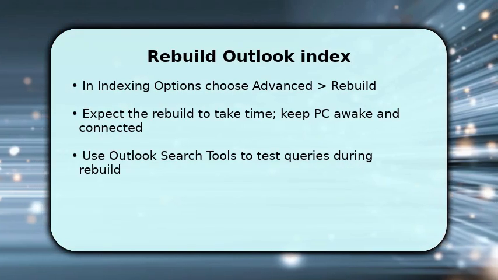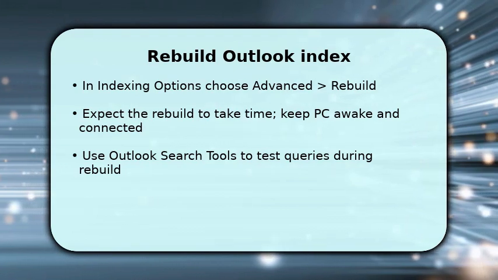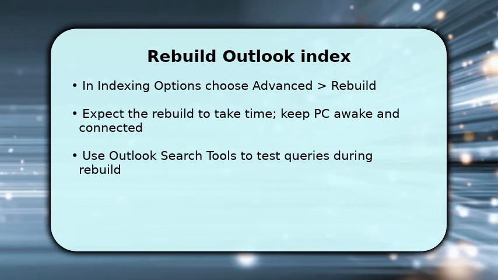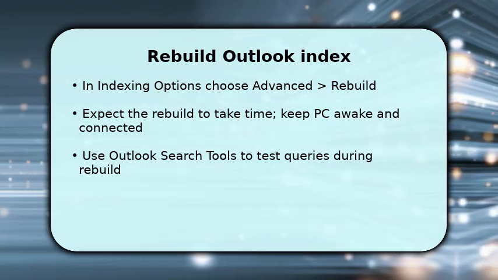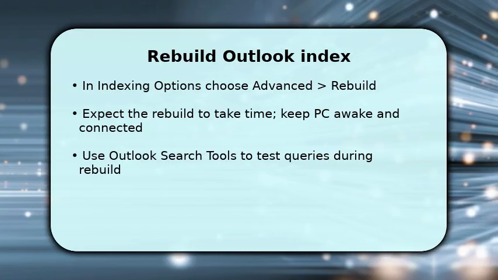Now you rebuild the index. Open Indexing Options, choose Advanced, then click Rebuild. This forces Windows to reprocess every item in the selected locations. It can take minutes or hours depending on mailbox size.